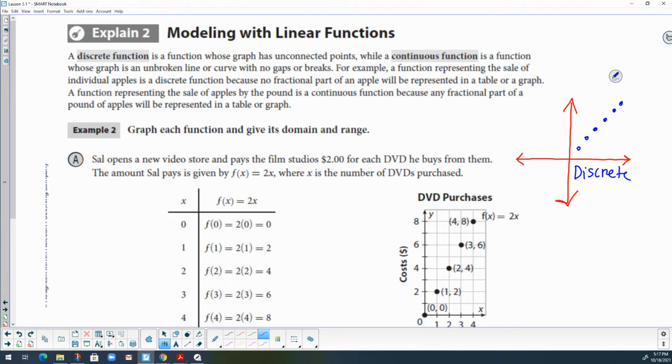And then my next example, so I'm just going to make it tiny. Here is another graph. If I have an unbroken line or curve, this here would be a continuous graph, because I know it has arrowheads on it, so it's going to continue on and on and on. So this one is a continuous graph.